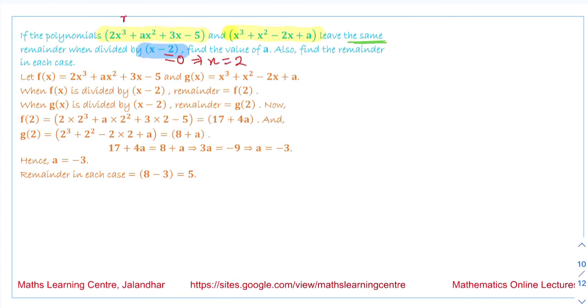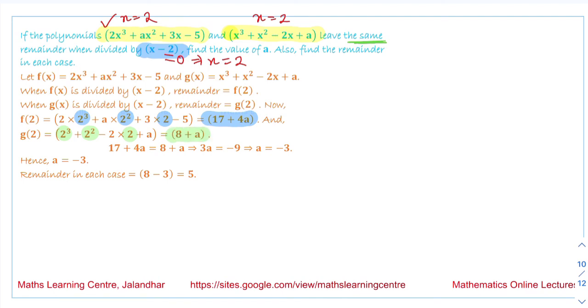We substitute x is equal to 2 in both these equations. When we substitute x is equal to 2 in the first equation, we are getting 2 into 2 cube plus a into 2 square plus 3 into 2. When we substitute it in the second equation, we are getting 2 cube plus 2 square minus 2 into 2. On solving this we are getting two expressions: 17 plus 4a, and the second expression is 8 plus a.